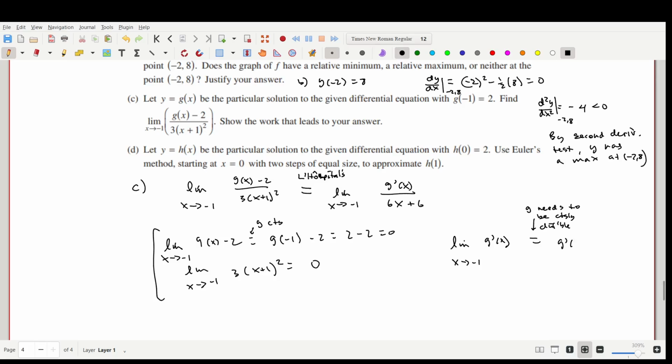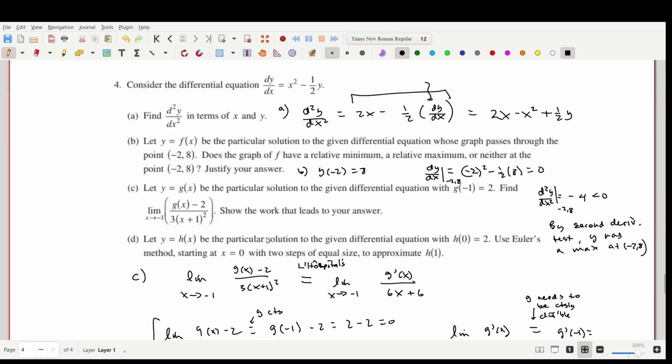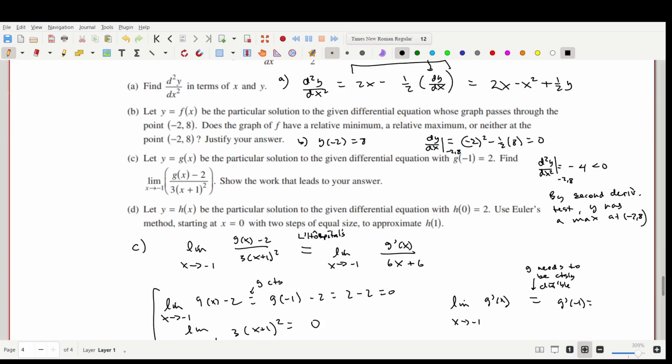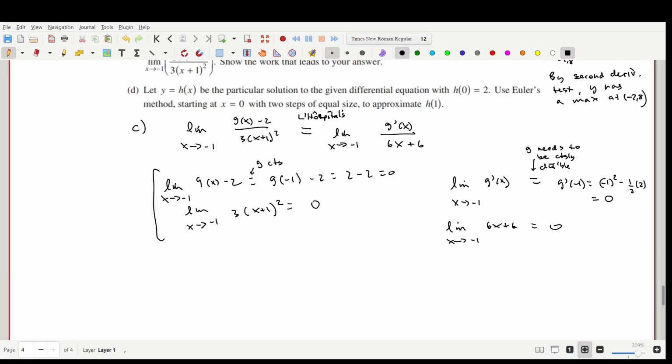And this is g prime of negative 1. What's that? You can use the formula for dy dx. If you plug in negative 1, that's negative 1 squared minus a half times y, and y is 2, which is 0. Good, that's what we wanted, because the bottom is still 0. 6x plus 6 is 0, so you can use L'Hopital's again. So this is justifying this L'Hopital's up here, and then this one's justifying another L'Hopital's.